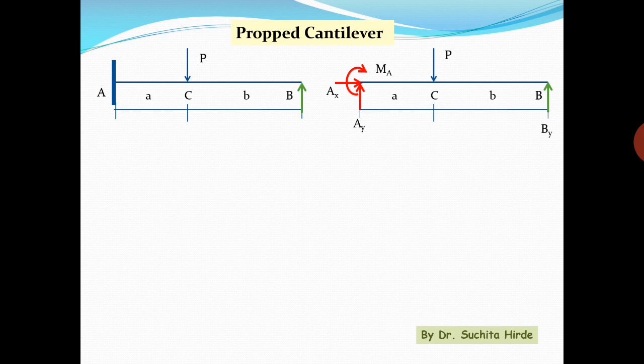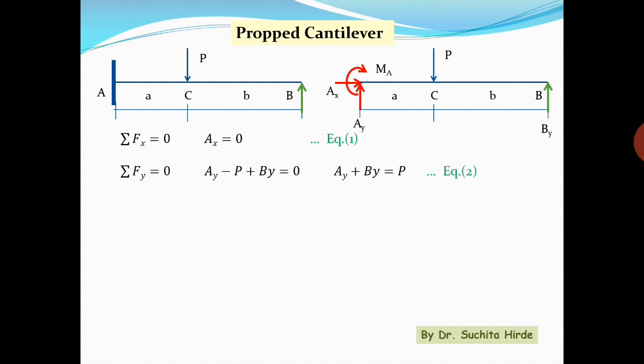So the first equilibrium condition is summation Fx equal to 0. Now when we apply summation Fx equal to 0, we know that there is only one force, which is Ax. So we get Ax is equal to 0. Then we apply the second condition, summation Fy equal to 0. So Ay minus P, because P is downward, plus By is equal to 0. So from this, what do we get? We get Ay plus By is equal to P.